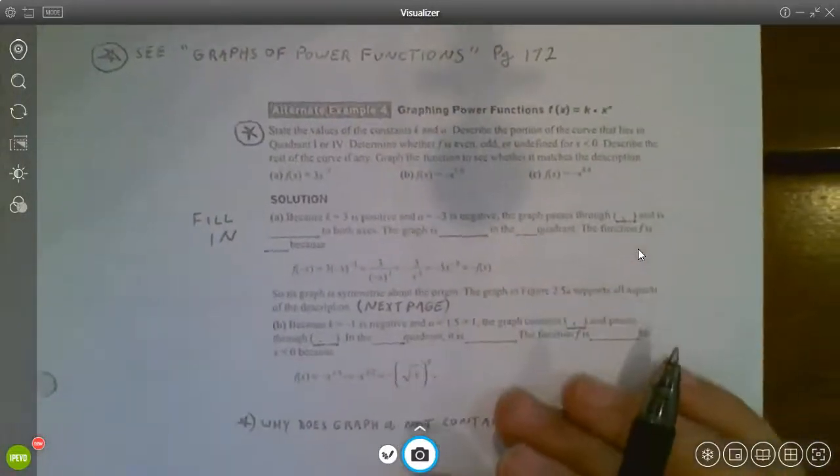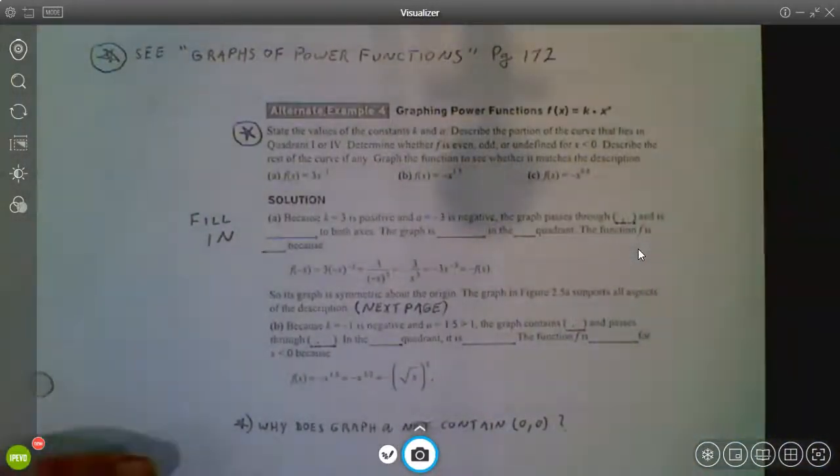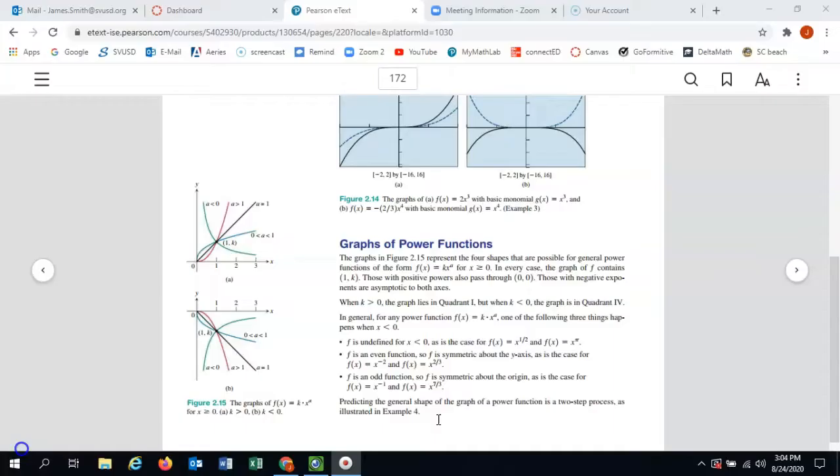Take you back to something in your book really quick before we fill in example 4. So this is at the bottom of page 172. I wanted to summarize a little bit graphs with power functions. And a lot of this you've already seen before, but if nothing else, it's great reminders as we're putting a lot of information together right now. So let me pull this over to here.